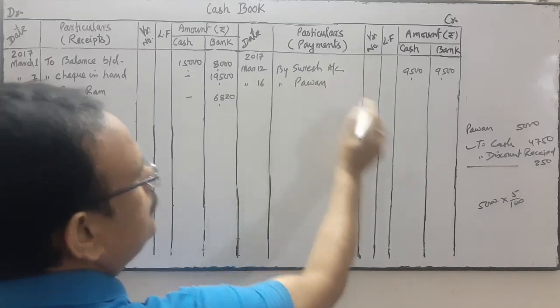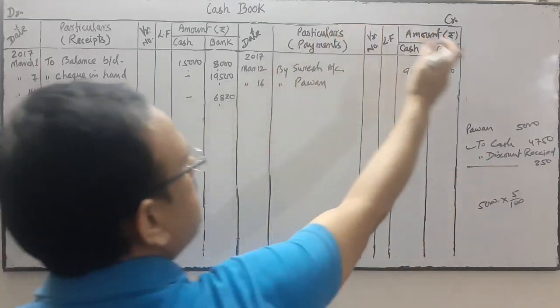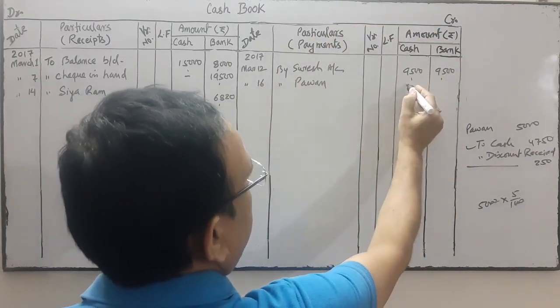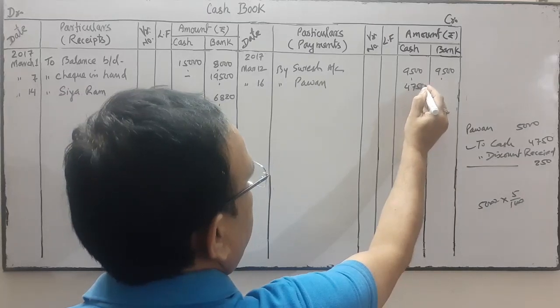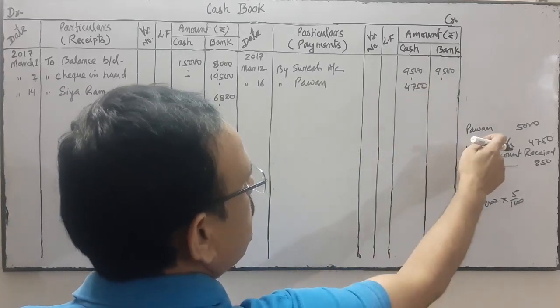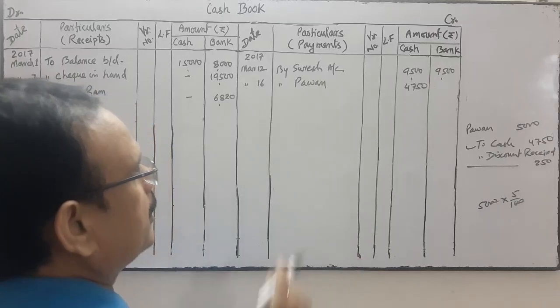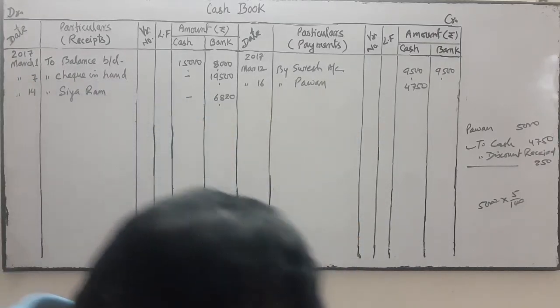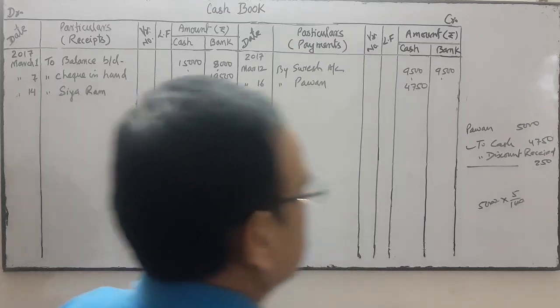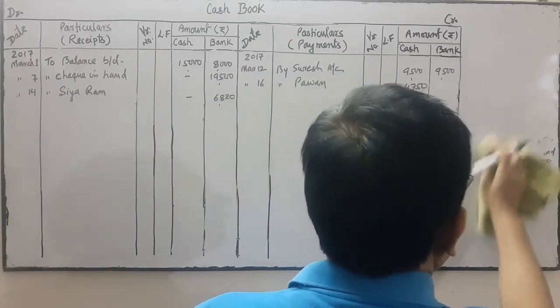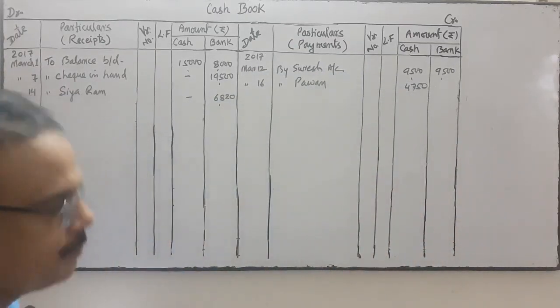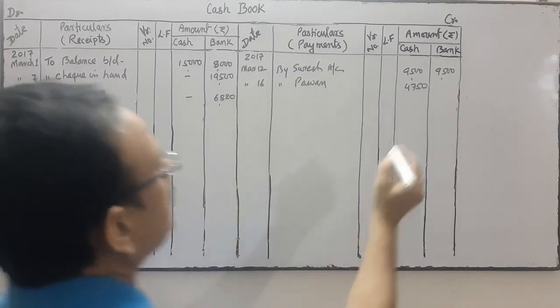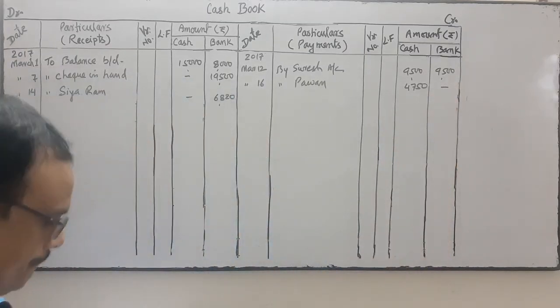Cash is on credit, so we'll post on the credit side in the cash column 4,750. But what will we write? The opposite side of cash is which account? Pawan account, by Pawan. Okay, this is the way of posting from journal to ledger. You know the posting well, how to do the posting, so apply the rules of posting over here.